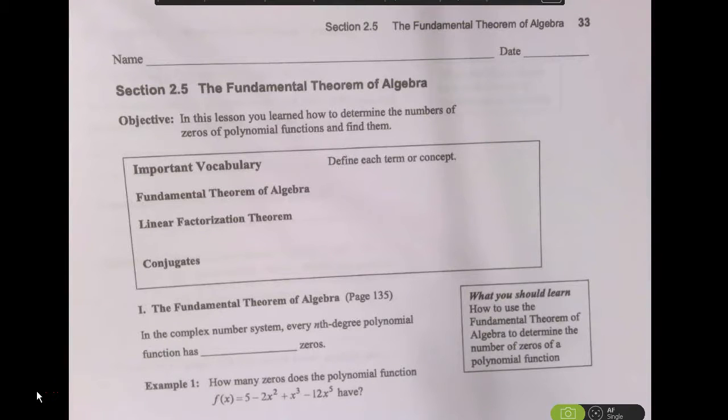Good morning. Here are the notes for 2.5, all about the fundamental theorem of algebra. You'll learn how to determine the numbers of zeros of polynomial functions and to find them.